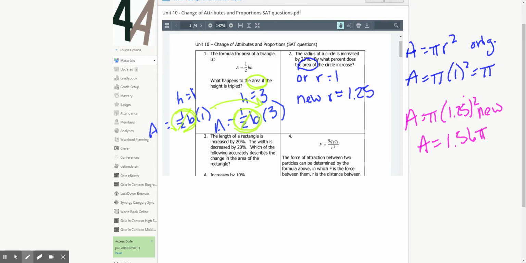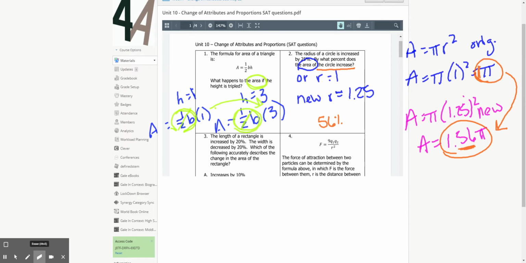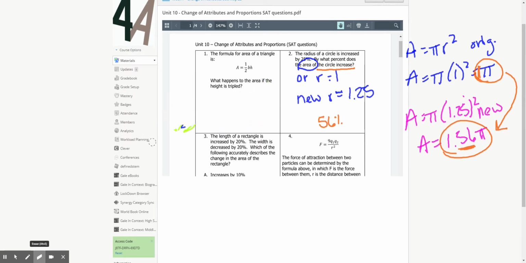So we went from an original of pi to a new thing of 1.56 pi. To go from 1 to 1.56, that is a 56% increase. So what percent increase? That would be 56%. That only works because this coefficient is 1. Okay. Take notes on that. Make sure you understand how we're doing it. Once we do a handful of problems, you'll probably be able to figure it out by yourself.